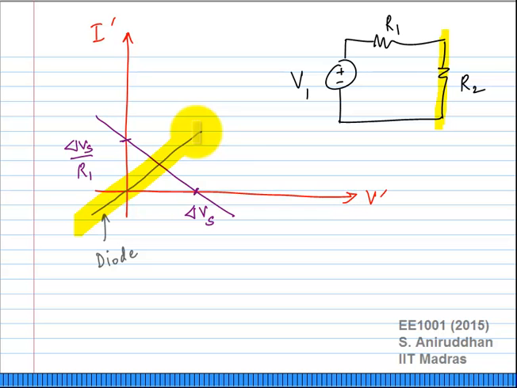Is that clear? Basically what we are doing is, the minute you move the axis to V0, I0, what you are saying is, the diode now looks like a resistor. You have a linear characteristic which is passing through the origin, because this is the tangent to the curve at that point, so it will pass through the origin. Is that clear?